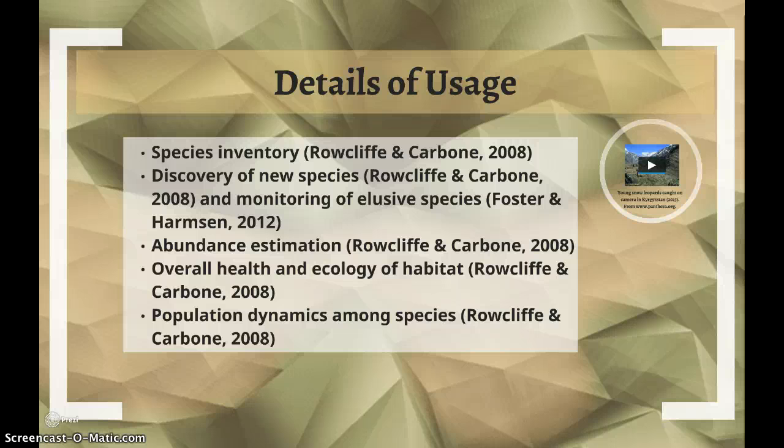For example, the monitoring of species in a rainforest, very difficult to get to, very difficult to see with the human eye. It is also used, as previously mentioned, for abundance estimation and density. It can be used to determine the overall health and ecology of a habitat and to determine population dynamics among species. For example, how do two animals of different genders interact.